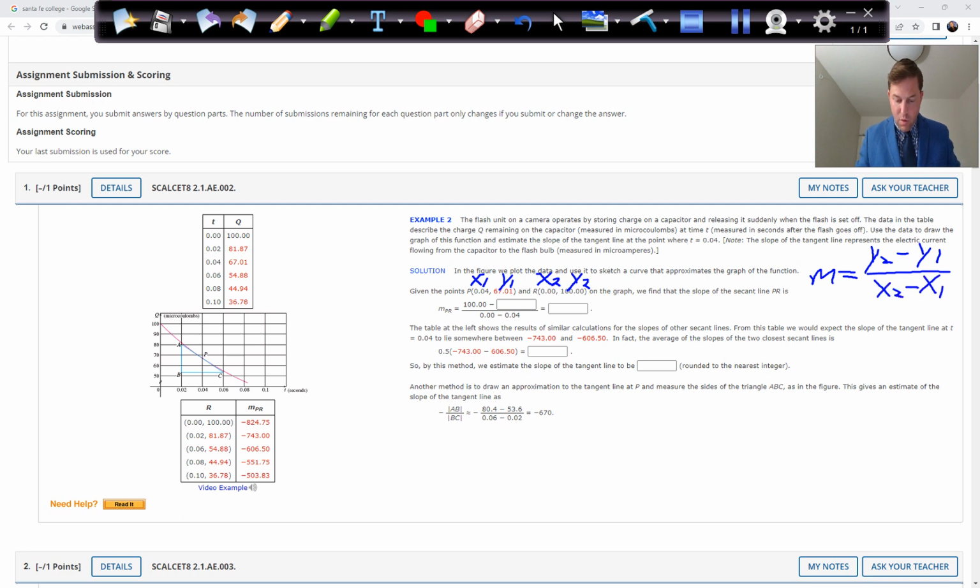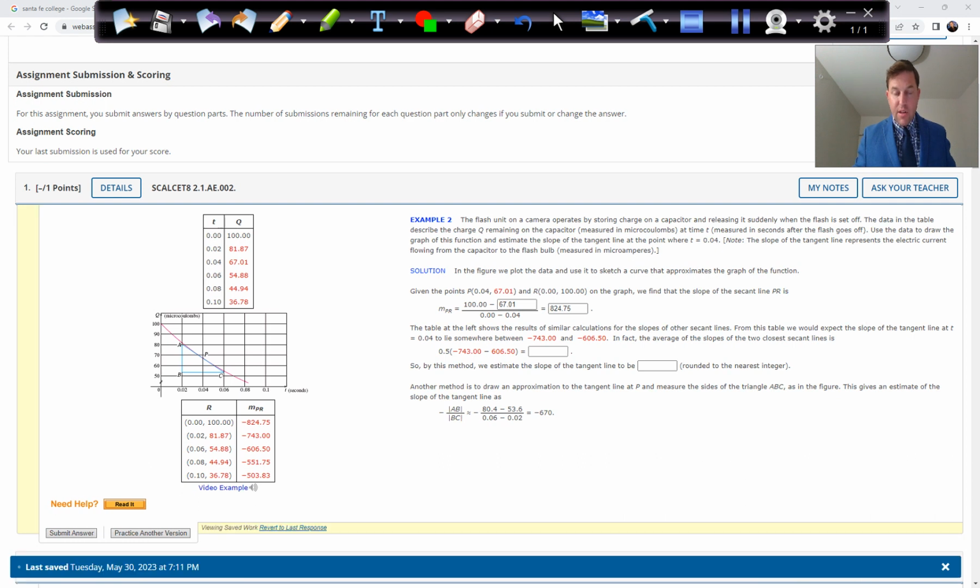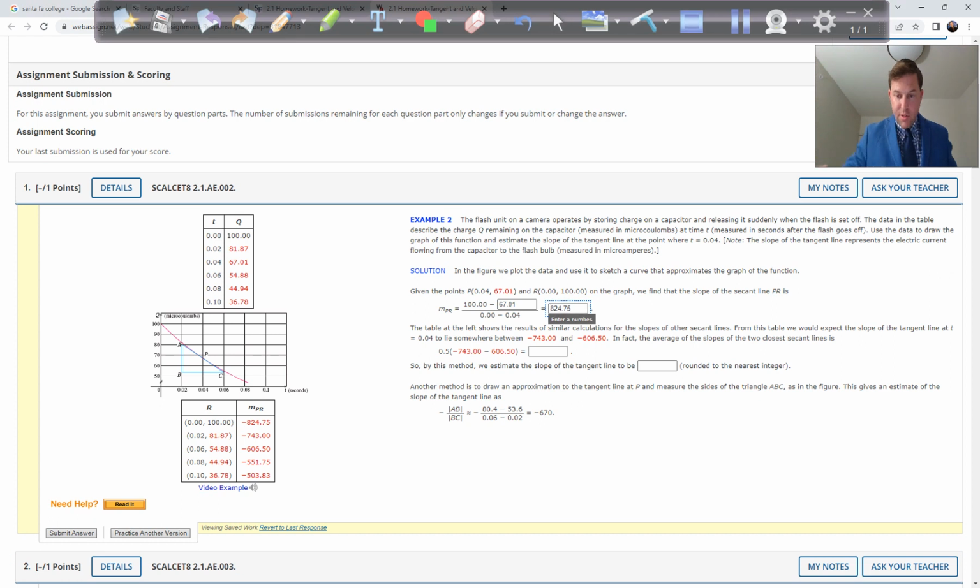Now they've already plugged in y2, and we had to plug in y1, which would be 67.01. And they've plugged in x2 and x1. So we just have to subtract 100 and 67.01. If you subtract 67.01 from 100, you get 32.99. Divide that by the denominator, which is just 0.04, and you should get, and actually this should be a negative 824.75.